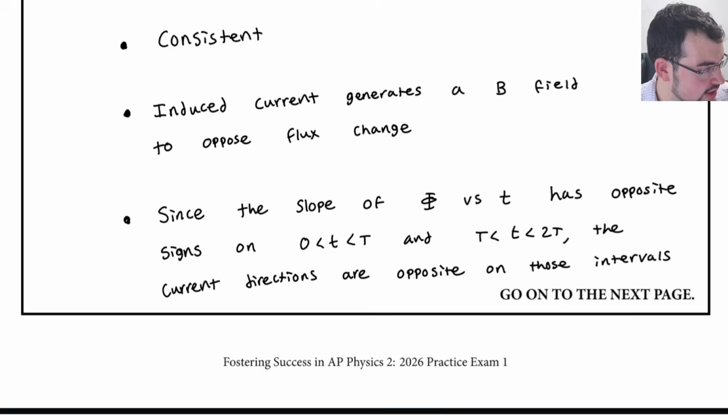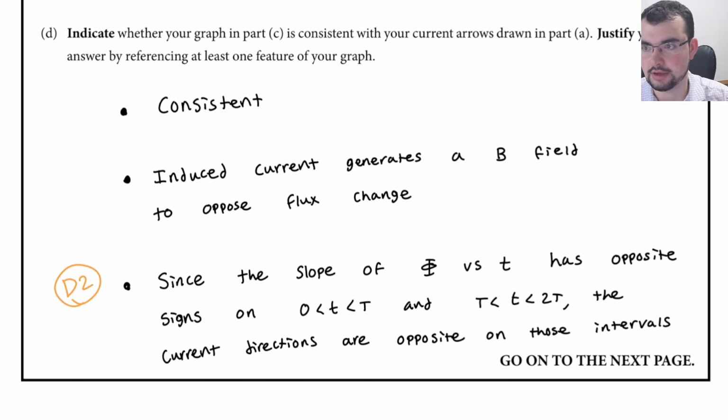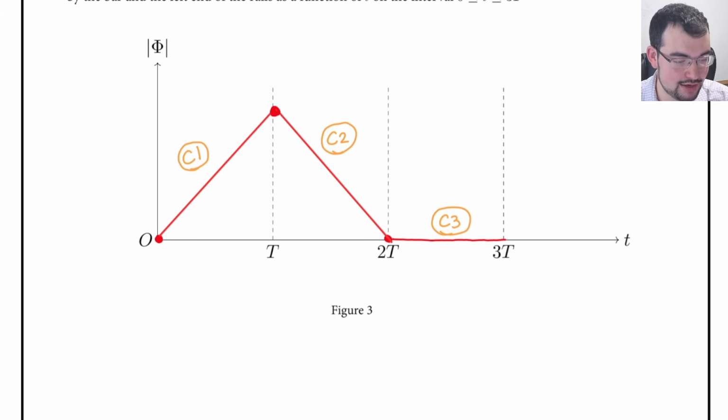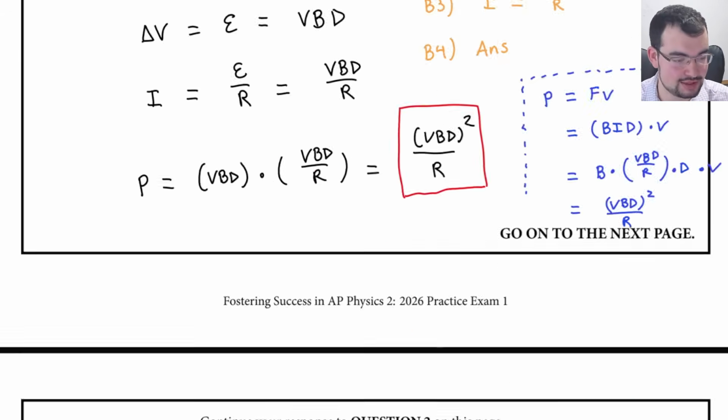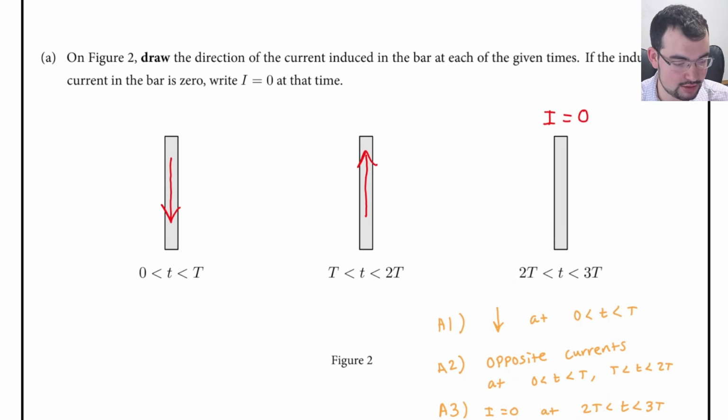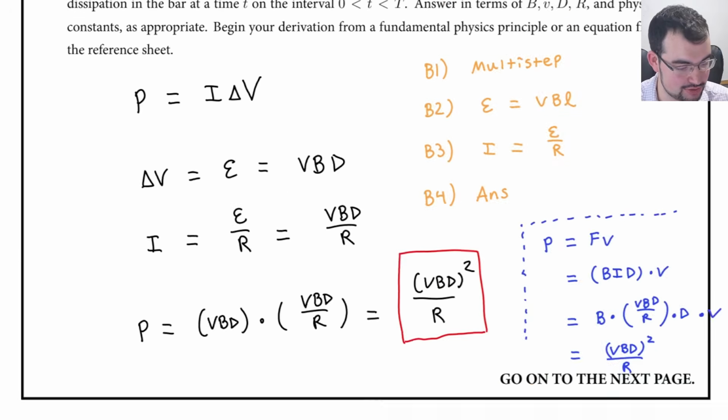So this is a pretty precise justification, and you really needed to say something super close to this to get D2. Now, if you made some totally wonky graph and said inconsistent, that's fine too. But you had to reference how the induced current relates to the sign of the slope. So you needed very specifically to talk about the sign of the slope. So I have opposite current directions at these two times, which must mean my flux changes are in opposite directions at those times.